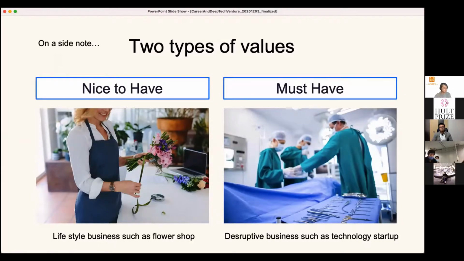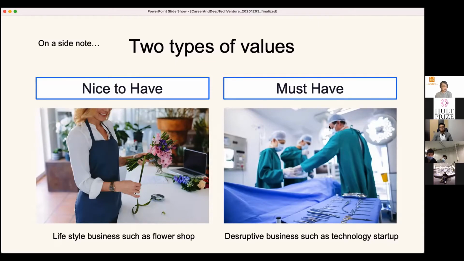And this is just a side note. There are two types of value: one is something nice to have, and the other is something must have. And a nice-to-have business is like a flower shop. It's nice if you have flowers, but you won't die even if you don't have flowers, right? So these are nice-to-have businesses. If you do a lifestyle business like a flower shop or some restaurant or something like that, probably that business is a nice-to-have thing.